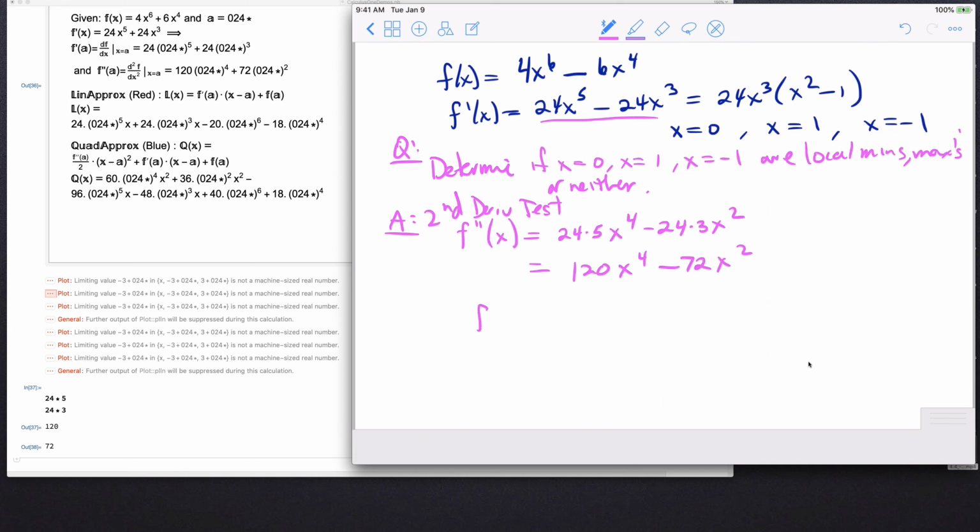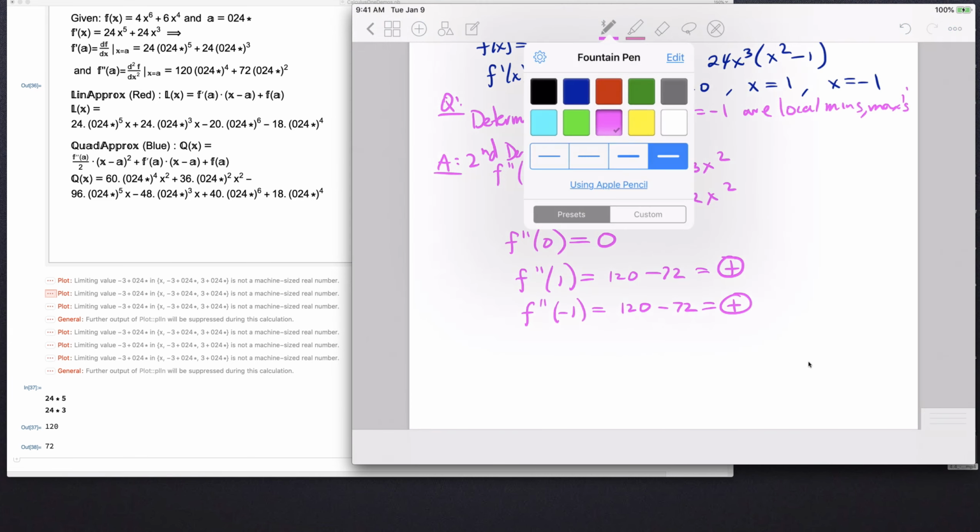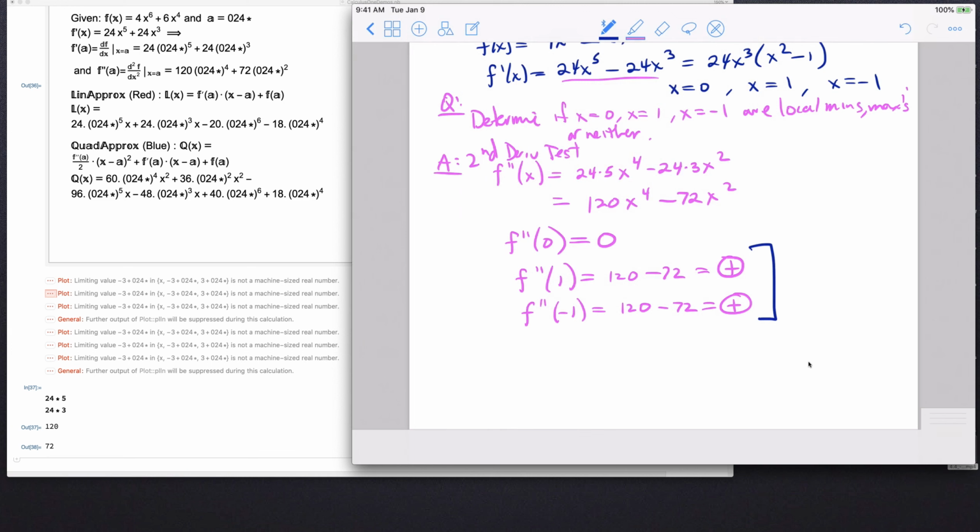And if I look at the second derivative at 0, we get 0. The second derivative at 1, okay, 120 minus 72, which all I care about is that it's a positive number. The second derivative at -1 is 120 minus 72, which is a positive number. Okay. So the second derivative test works on two of these points.